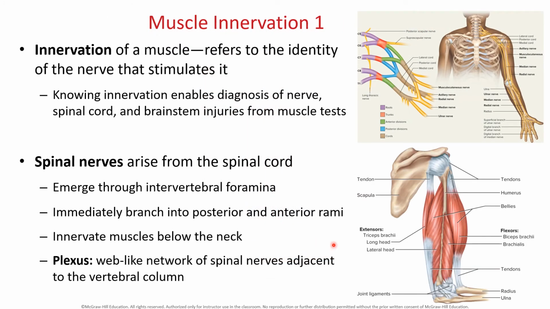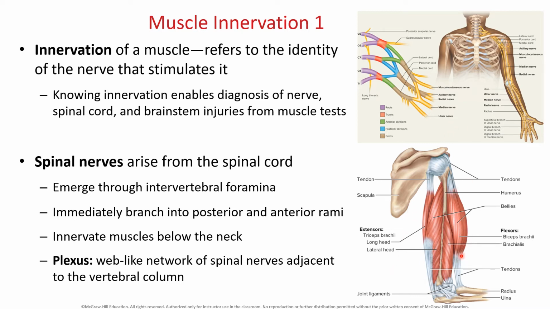Now let's talk about muscle innervation, and this is kind of a preview to the nervous system, but it illustrates how the muscular system and the nervous system are intimately connected here. Innervation of a muscle refers to the identity of the nerve that stimulates it. Knowing the innervation enables diagnosis of nerve, spinal cord, and brainstem injuries from muscle tests. So what does that mean?